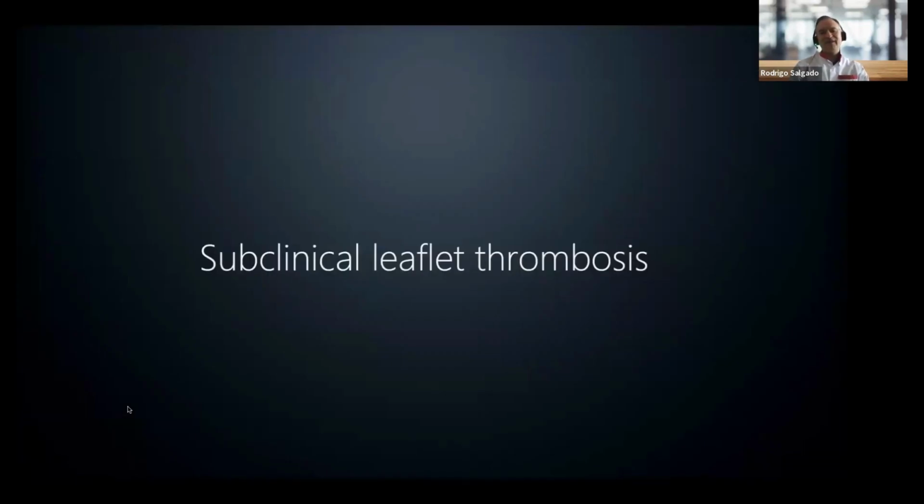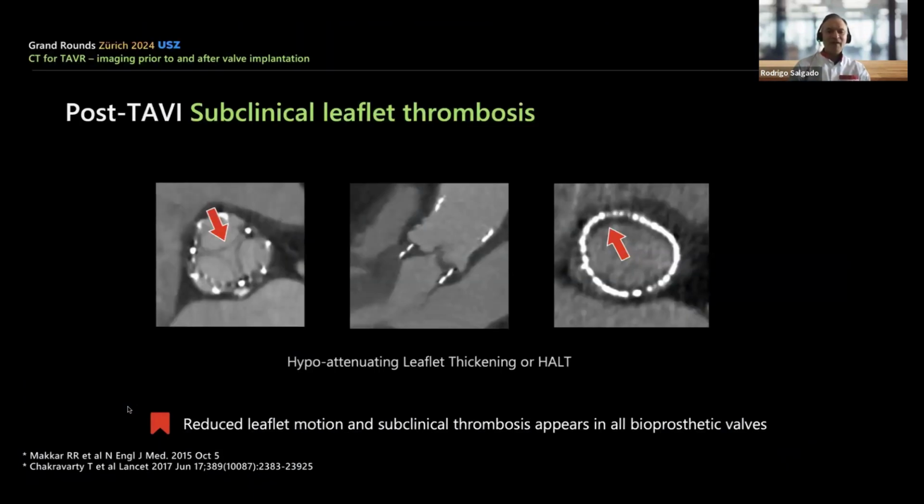However, there is this other thing which is called subclinical leaflet thrombosis. And what is this exactly? It turned out that when you scan patients after the procedure who are doing perfectly fine, they have normal ultrasounds, they have no clinical complaints, you will see this abnormal leaflet thickening and subclinical thrombus formation that you can see here on the different images. And also, when you do a functional study with CT, you can see that these valves do not function very well, that they have this reduced leaflet motion and the mentioned subclinical thrombosis.